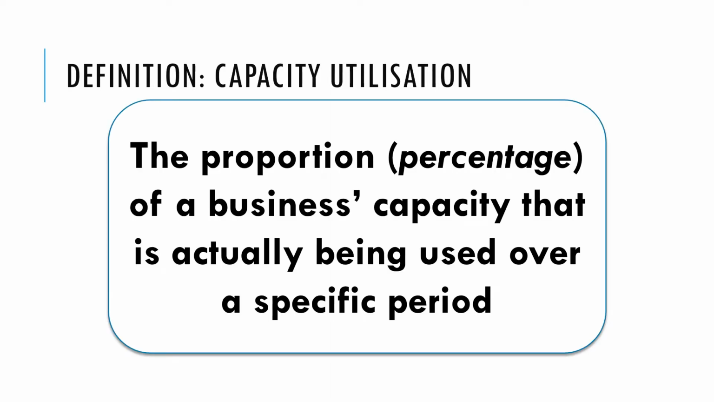So that's capacity. Now we're going to move on to this term, capacity utilisation. If you look at the words, capacity, how much they potentially can produce, and utilisation. If something is being utilised, it's how much is it being used. So our definition of capacity utilisation is the proportion or percentage of a business's capacity that is actually being used over a specific period.